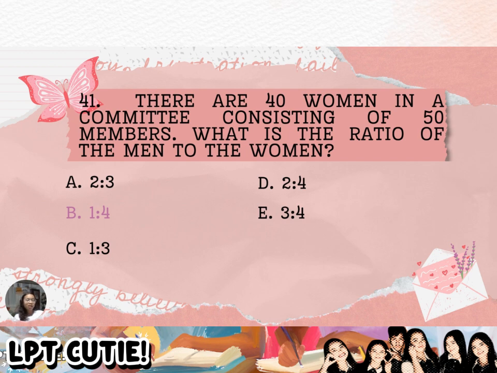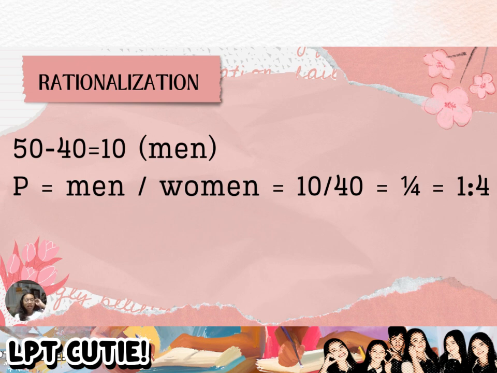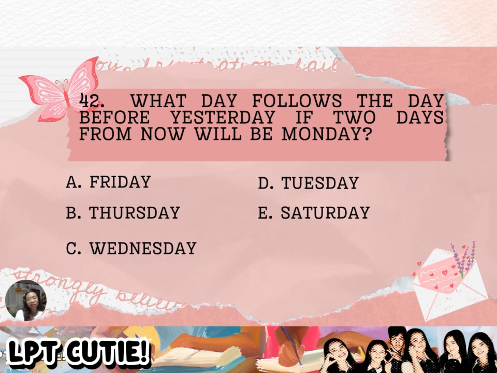So this is a really simple ratio problem since we got 50 and 40 as our given. So we just have to minus: 50 minus 40 is equal to 10. So that will be our value for men. And since we have men over women, we just have to substitute 10 over 40, which is 1 fourth, which is equal to a ratio of 1 is to 4. So that's a really simple ratio problem. So next is number 42.